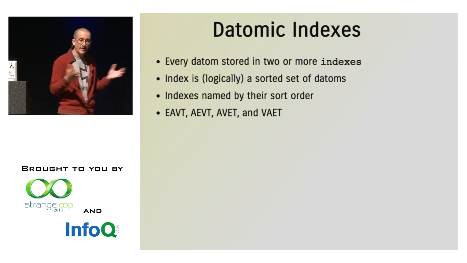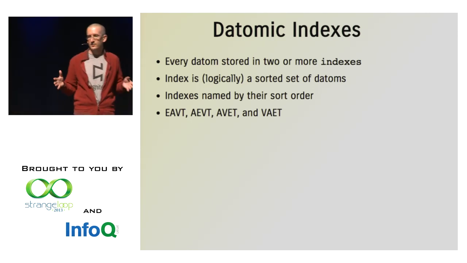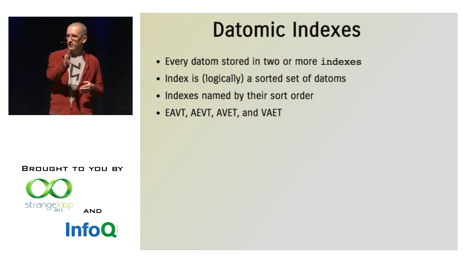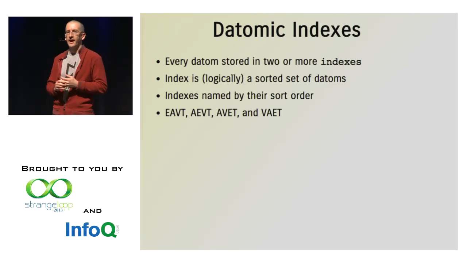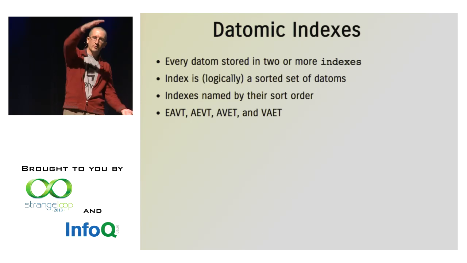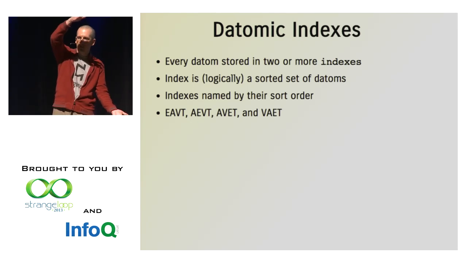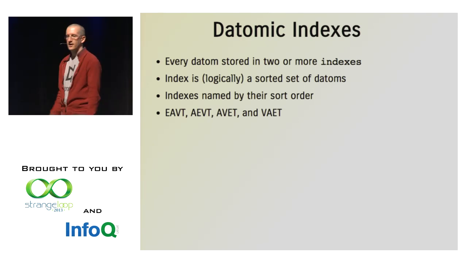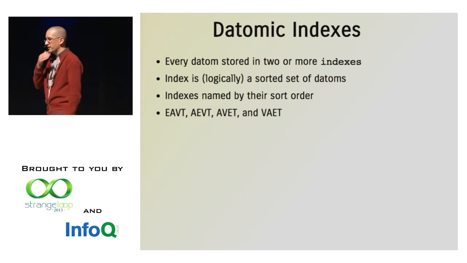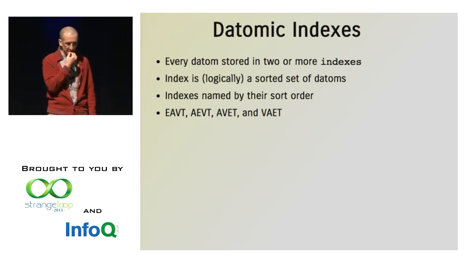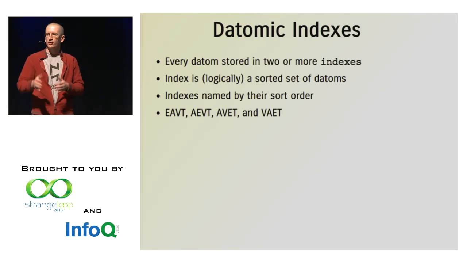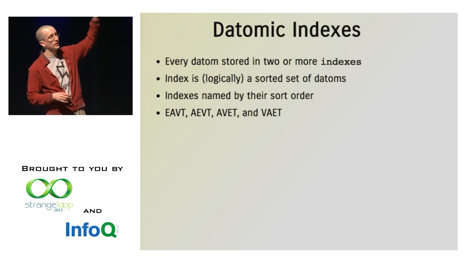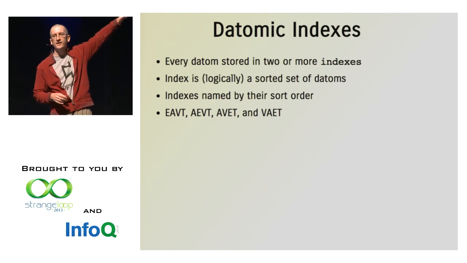And that's really it. We have these datums, and datums are just an entity, attribute, value, time, okay? And we're going to take them and put them in a set, in the mathematical sense. And they're going to be in some order, and the order that they're in varies by the index. There's actually several indexes. You can see the list of four of them right there: EAVT, AEVT, AVET, and VAET.